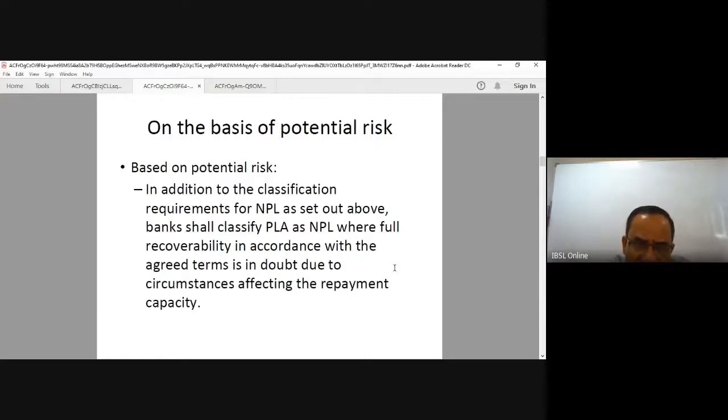In addition to the classification requirement for NPL set out above, banks shall classify performing loans as NPL where there is no full recoverability in accordance with the agreed terms, as in doubt. So this is a prudential requirement where you find, let us say, a customer to whom you have lent is now 30 days overdue, but you find that he is permanently incapacitated. Okay, he met with an accident. You don't wait till the 90th day, right? Because you know that it is not going to be paid now, or it is going to be delayed. So you go and classify, right?